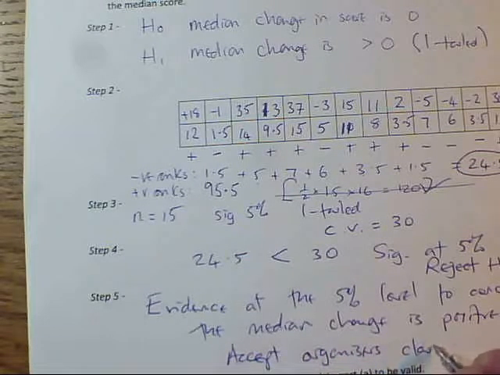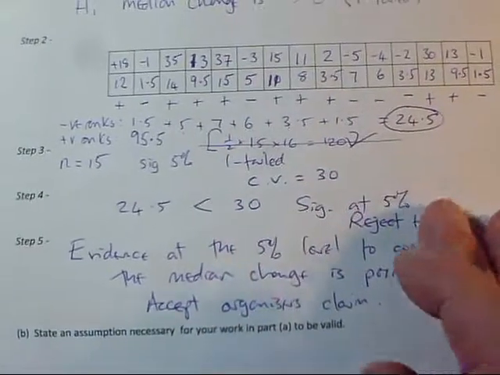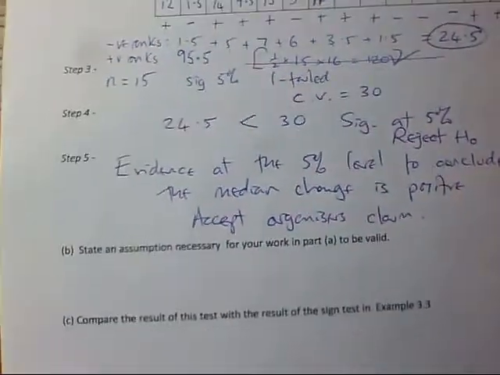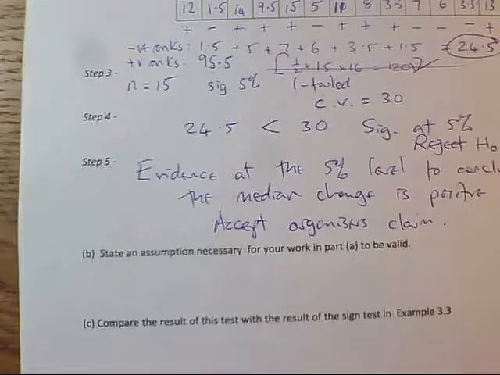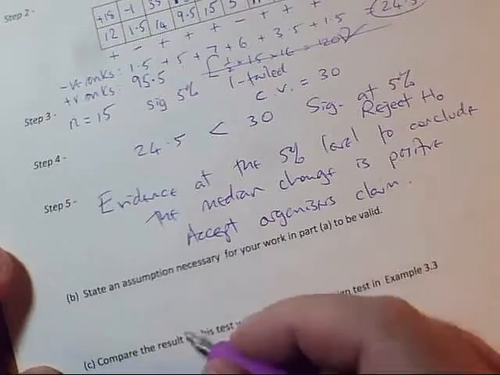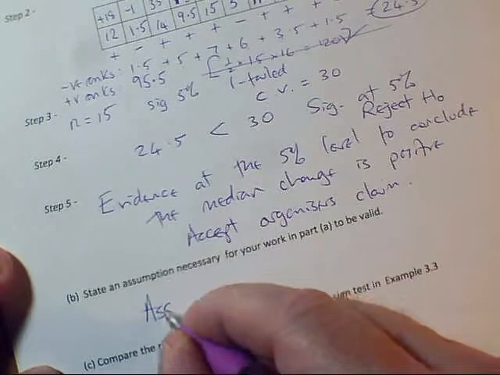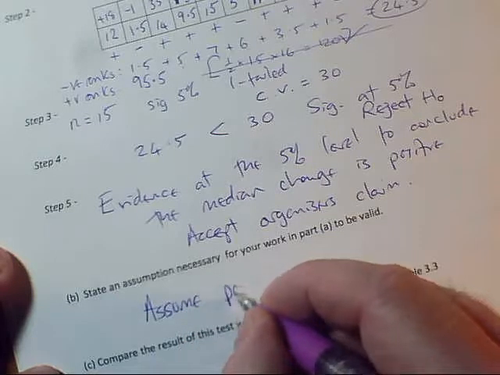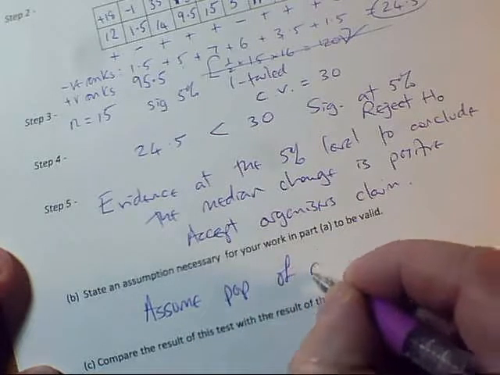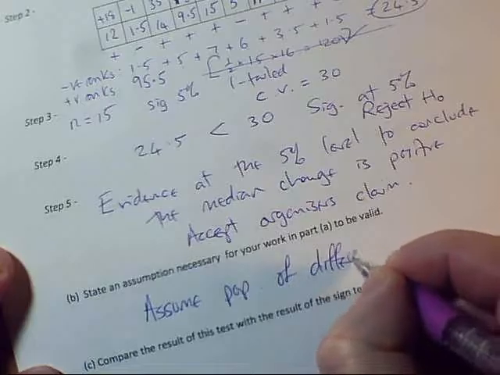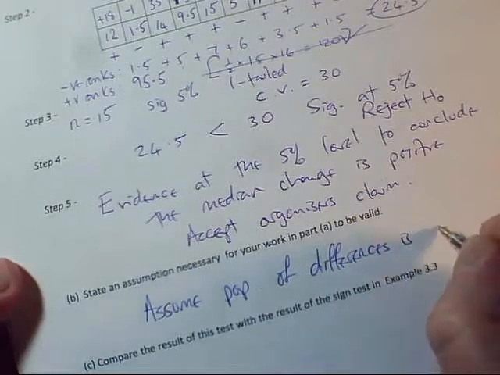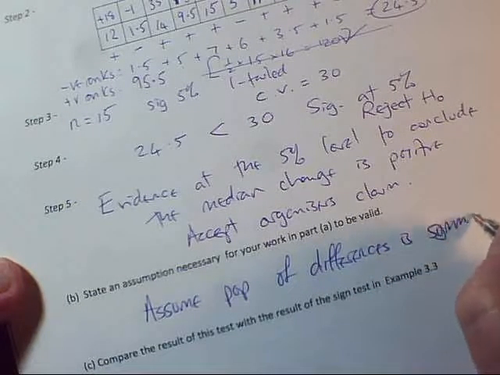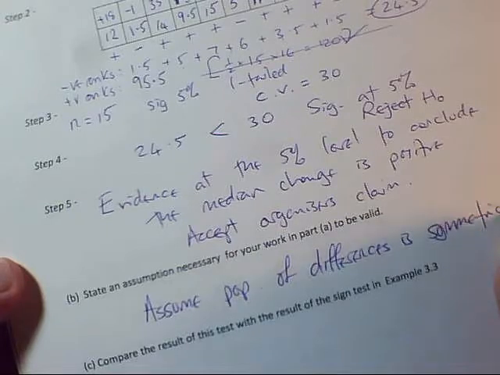Okay? All right, now what assumption did we make for this to be valid? Well, we're using the Wilcoxon signed rank test, and that's always the same assumption, that we have to assume that the population of differences in the scores is symmetrical. That's the key word, symmetrical, but you need to say the whole thing.